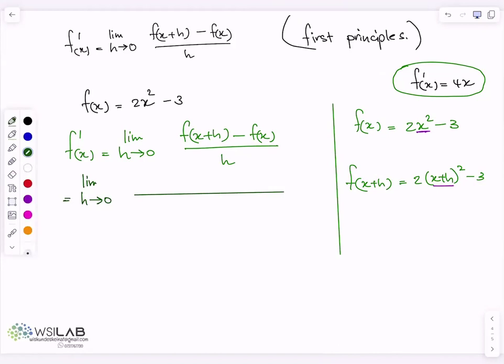So look at this. This is 2 bracket x plus h squared minus 3. So that's f of x plus h. Then minus in brackets f of x, which is 2x squared minus 3, over h. Can you see that? Good. Now, what is really important is that whatever comes out of this section here must cancel.